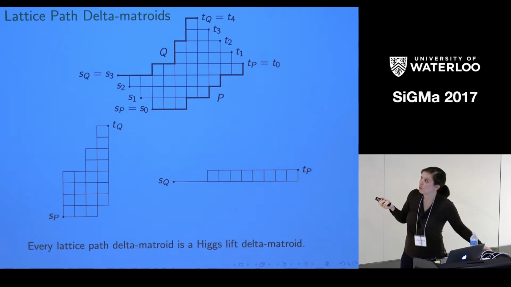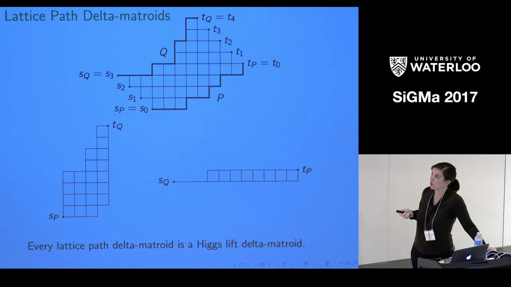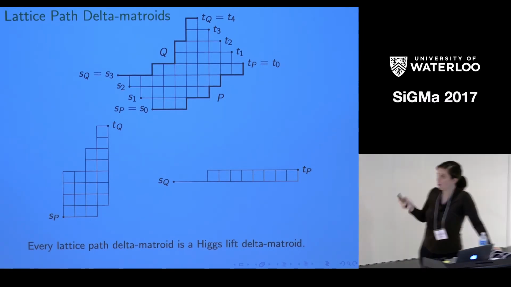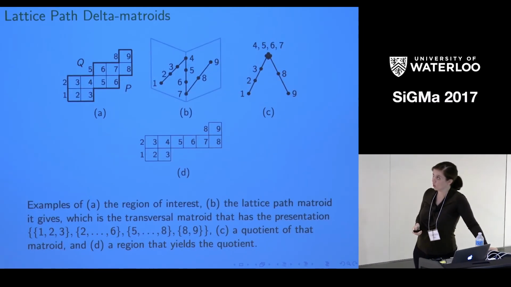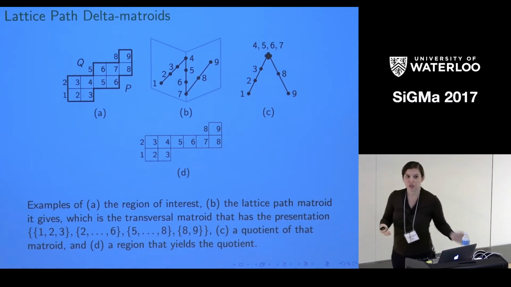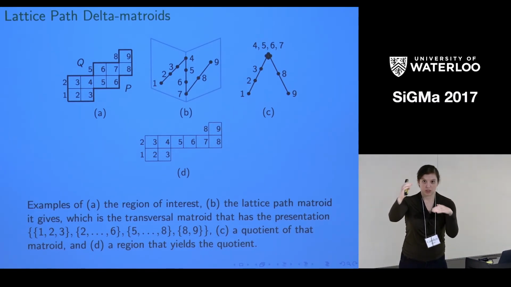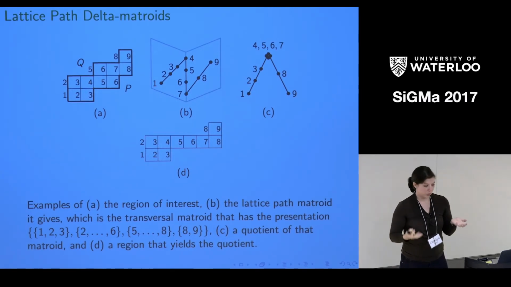And every lattice path delta-matroid is a Higgs lift delta-matroid. You get all the intermediate sets that you can. Unfortunately, it doesn't hold in reverse. You can't just take any pair of lattice path matroids where one is a quotient of the other and say, well, this is going to be my D-min and this is my D-max, and I'll get a lattice path delta-matroid. It doesn't work like that.